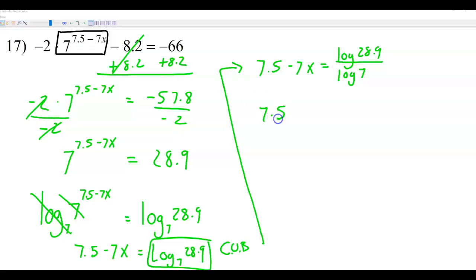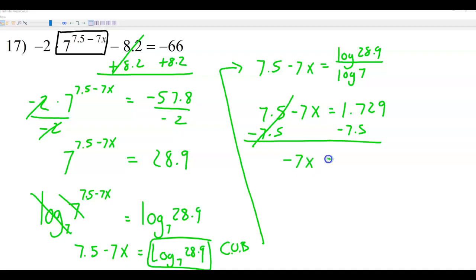And let's see what that is. Once again, I'm going to have to use my calculator for that. So log of 28.9 divided by log of 7 gives me 1.729 approximately. And then I'm going to minus the 7.5 on both sides. And from here, we're just solving for x. And I'm getting 0.824.